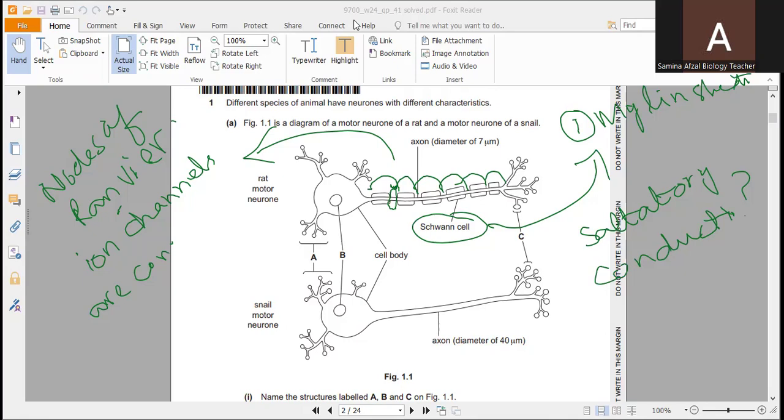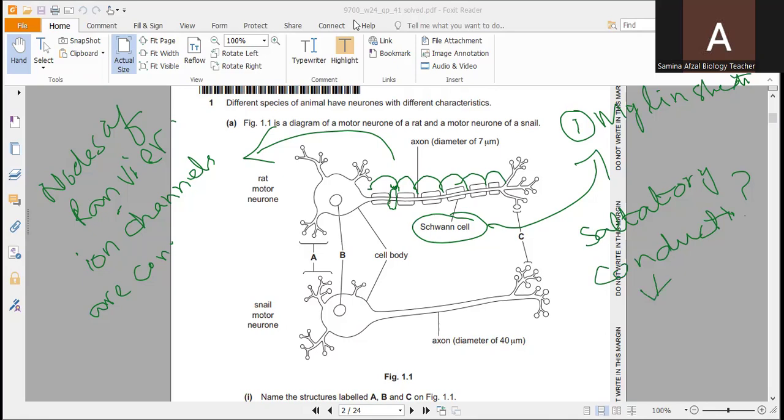And secondly, the energy efficiency. I already told you fewer ion exchanges occur, reducing the energy required for repolarization by the sodium potassium pump. So this is the second point. And the nodes of Ranvier are the only points where depolarization and action potential generation occur. So this is the saltatory conduction.